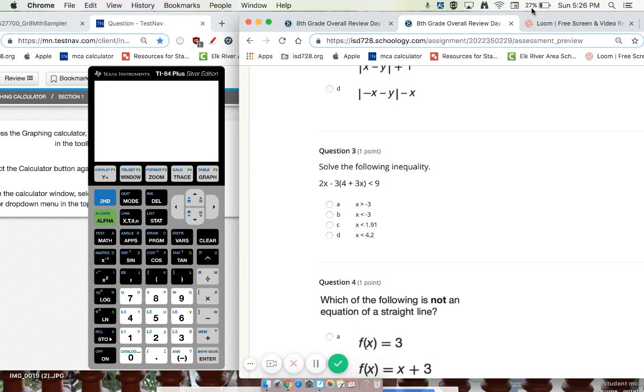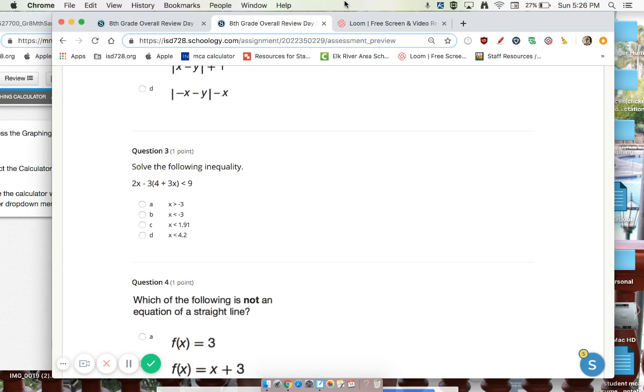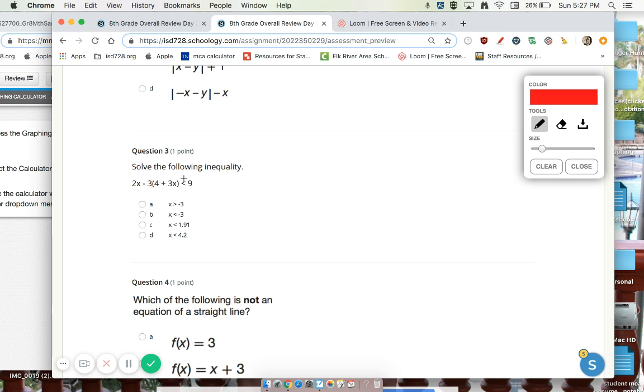Next, ooh, this one's a doozy. 2x minus 3 times the quantity 4 plus 3x is less than 9. I need to solve it, which means I need my variable all by itself. So what I'm going to do first is plus a negative and distribute. So I'm going to distribute to everything inside the parenthesis. The 2x is just along for the ride, so I'm just going to rewrite it in front. 2x plus negative 3 times 4 is a negative 12.